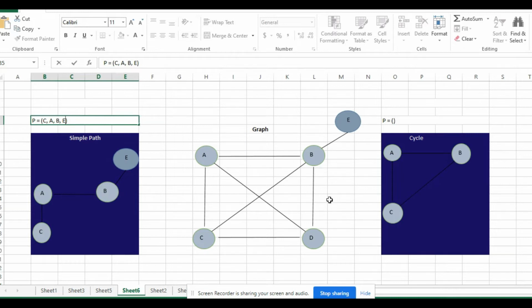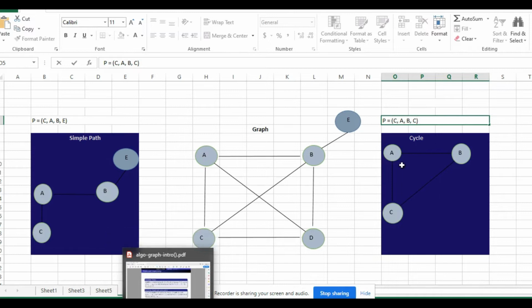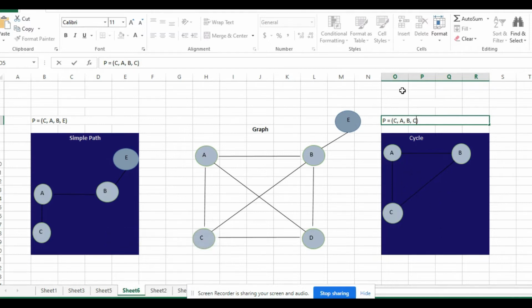So you can see a cycle here for this graph. The cycle is CABC, so we can write it as CABC. So this is a cycle CABC. So let's see whether the sequence that we have written is actually fulfilling all the conditions that need to be satisfied for it to be a cycle.